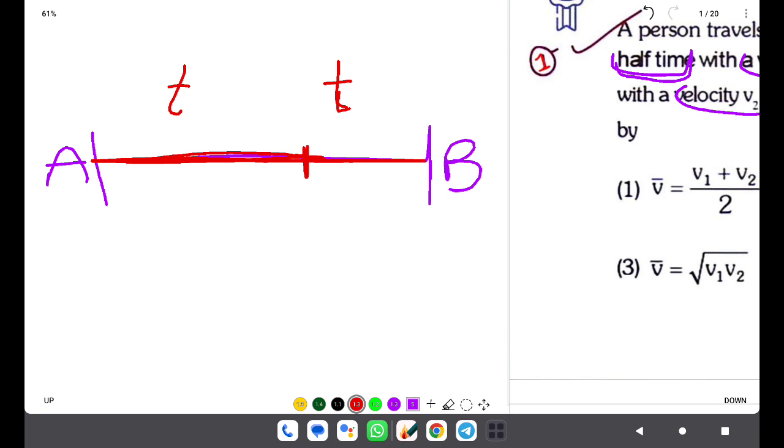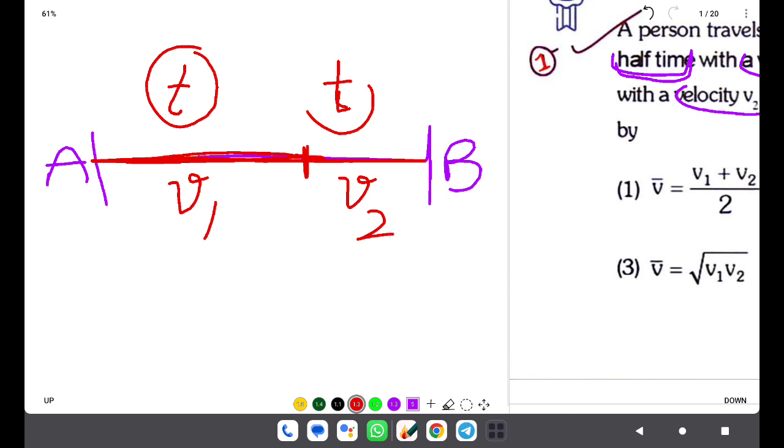In the first t seconds, it covers the distance with v1 velocity, and in the second t seconds it covers the distance with v2 velocity. So in this case, the average velocity, which has been asked in the question, is total distance by total time taken. The distance for this is velocity into time, that is v1 into t. For this, the distance is v2 into t.